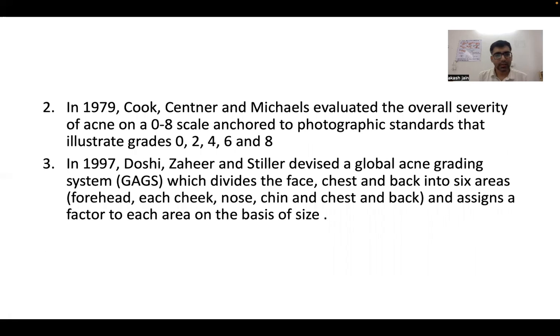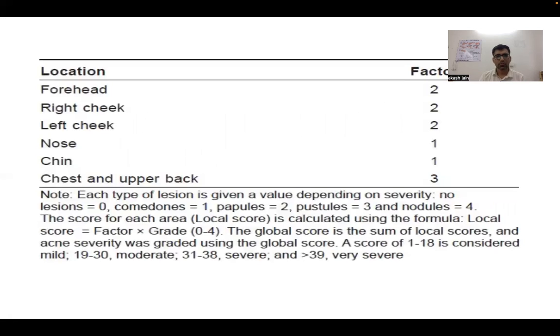In 1997, Doshi, Zaheer, and Stiller devised a global acne grading system which divides the face, chest, and back into 6 areas, that is, forehead, cheeks, nose, chin, and chest and upper back, and assigns a factor to each area on the basis of size. For forehead, the factor is 2, right cheek 2, left cheek 2, nose 1, chin 1, and chest and upper back 3. A score of 1 to 18 is considered mild, 19 to 30 is moderate, 31 to 38 severe, and more than 39 is very severe.